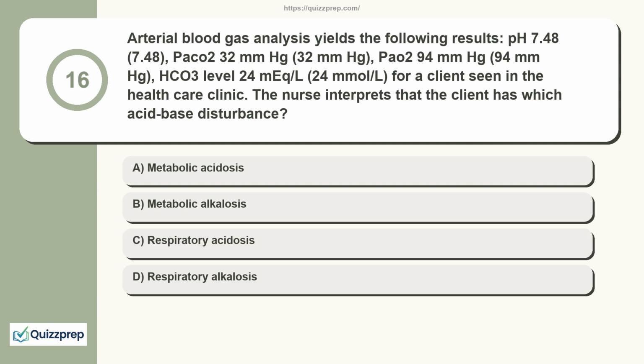Question 16. Arterial blood gas analysis yields the following results: pH 7.48, PaCO2 32 mm Hg, PaO2 94 mm Hg, HCO3 level 24 mEq/L (24 mmol/L), for a client seen in a healthcare clinic. The nurse interprets that the client has which acid-base disturbance? Metabolic acidosis, metabolic alkalosis, respiratory acidosis, respiratory alkalosis.